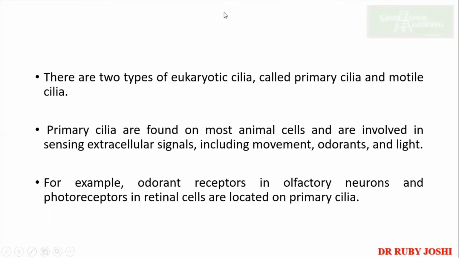Sorry. So there are two types of cilia: primary cilia and motile cilia. What is the difference between the primary cilia and the motile cilia? The name itself tells you that they are not meant for the movement. They are meant for getting the chemical signals from the environment. They are involved in sensing extracellular signals, including odorants and light, whereas motile cilia are meant for the movement only.